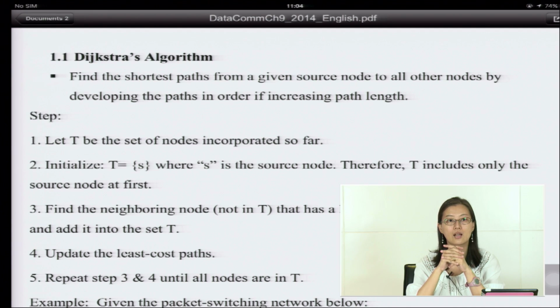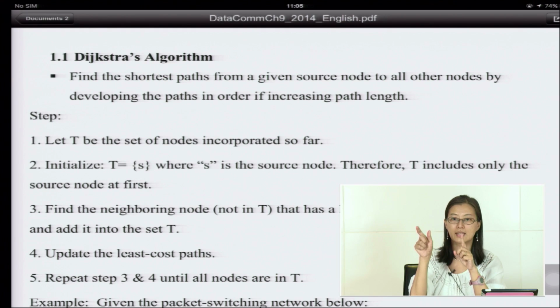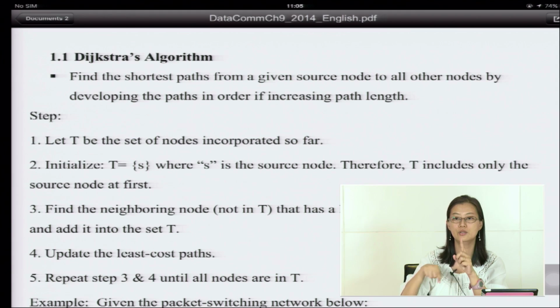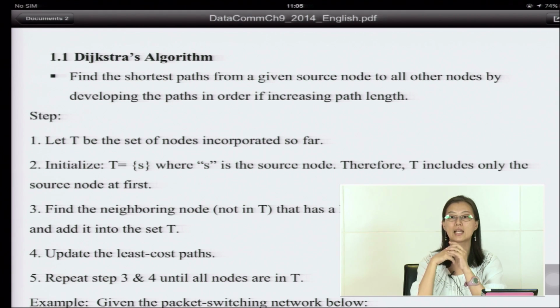For Dijkstra's algorithm, this is a least cost routing algorithm. In this case, you want to find the shortest path from a given source node to all other nodes by developing the paths in order of increasing path length. So you start with only one node, and then you increase the path length, include the second node and the third node and the fourth node, until you cover all of the nodes inside of the network.